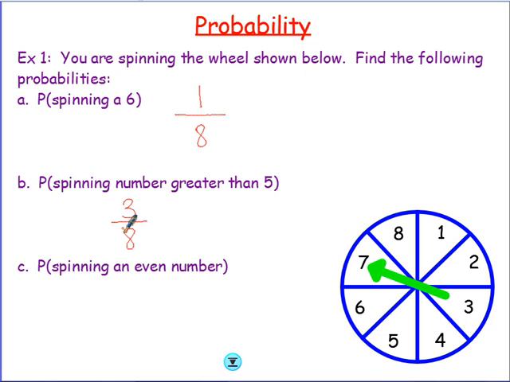You move on. Spinning an even number. Well, even numbers are 2, 4, 6, and 8. So there are 4 possibilities out of the 8. That is not reduced, 4 out of 8. Both of those can be reduced by 4. It reduces down to 1/2. So, as I said, those are very basic probabilities, just to get your brain thinking. Example 2, also meant to be very basic.